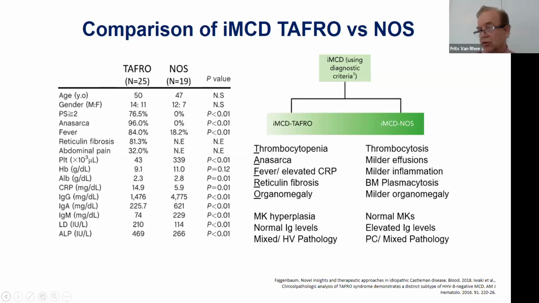Proteomics studies have shown that this is actually also a heterogeneous group, and I think that we'll further subclassify this in future. So these not otherwise specified patients are less sick. They usually have more thrombocytosis, reactive plasmacytosis in the bone marrow, elevated immunoglobulin levels, normal megakaryocytes in the bone marrow, normal alkaline phosphatase, and they typically have as pathology more the plasmacytic variant, which I will talk about a bit later.